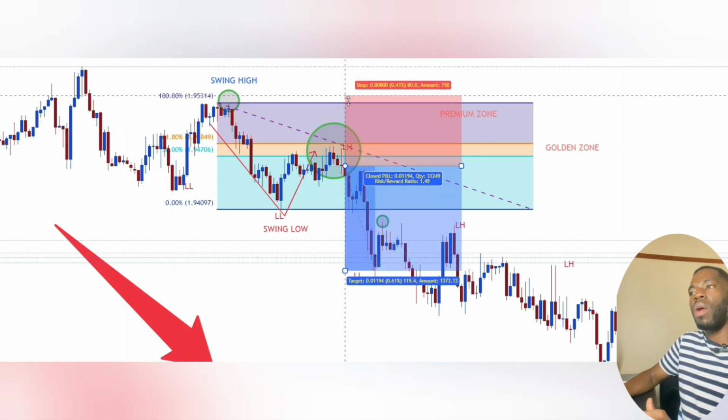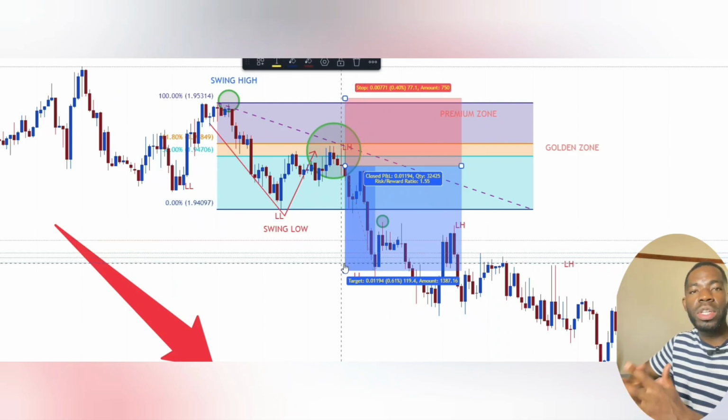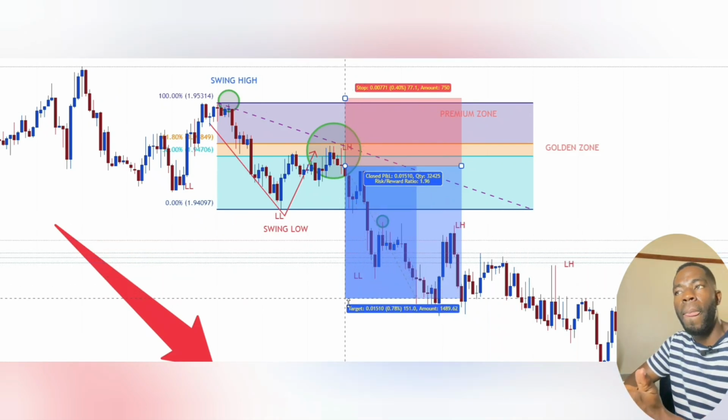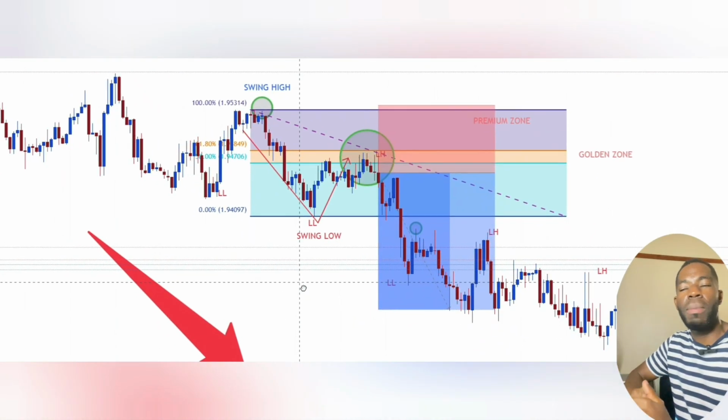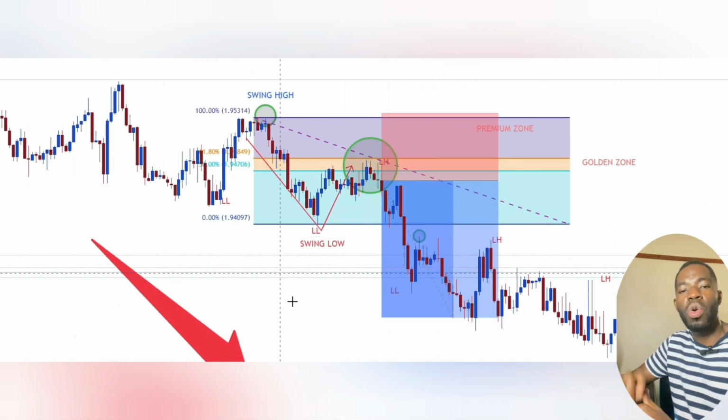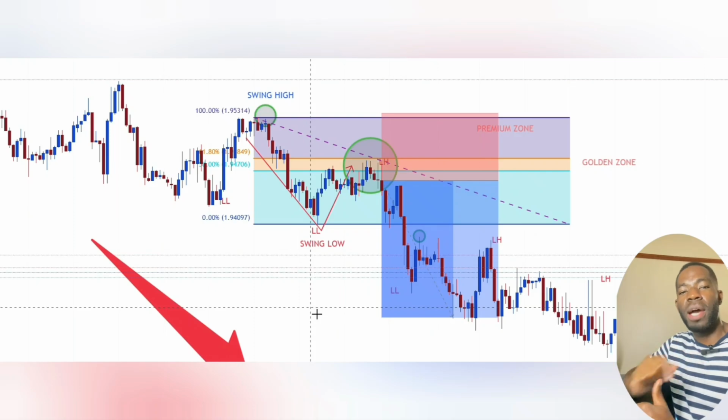This is how I would use this simple Fibonacci retracement strategy to place my trades and win most of the time in the market. This has been tested by most successful traders, and it has worked for me. I believe it will work for you.